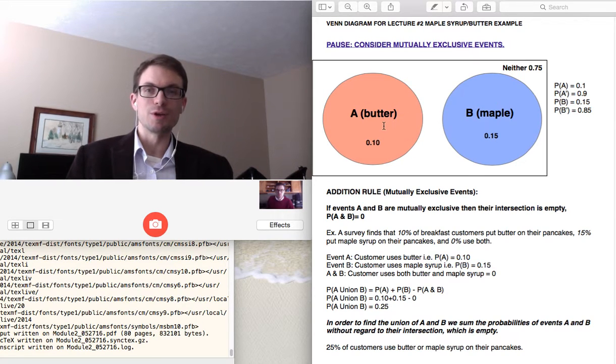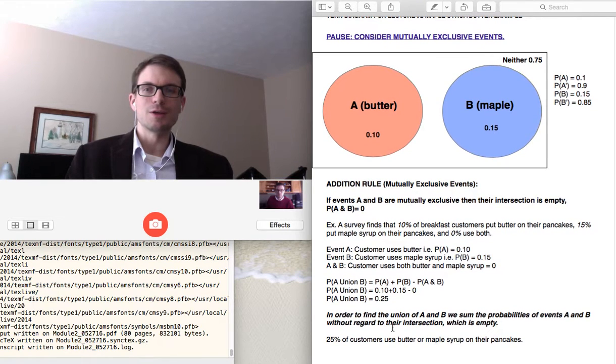Well, the probability of the union is going to be probability of selecting somebody who uses butter or somebody who uses maple, and clearly it's just going to be the sum of those two probabilities. So the probability of the union of A and B is just the probability of A plus the probability of B minus their intersection, which is trivial, it's 0. And so we find the probability of selecting somebody who uses butter or maple syrup is 0.25. 25% of consumers use butter or maple syrup on their pancakes.